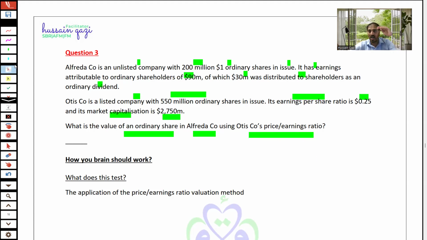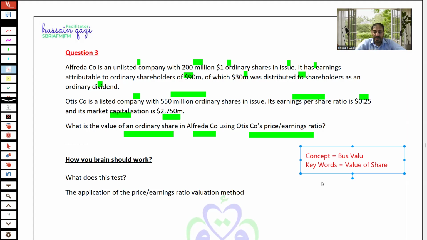So, how should your brain work? Number one, the concept here is about business valuation. The key words here are value of share, or the phrase asking about value of share by PE ratio.